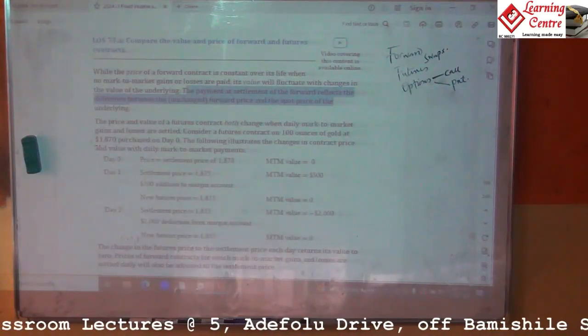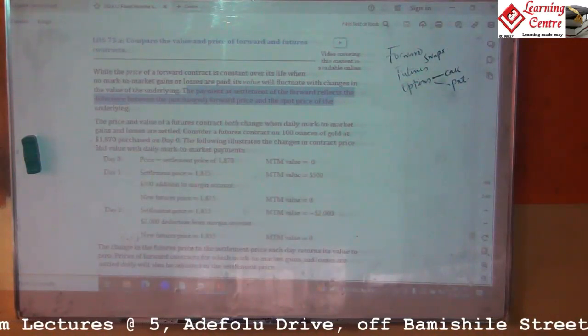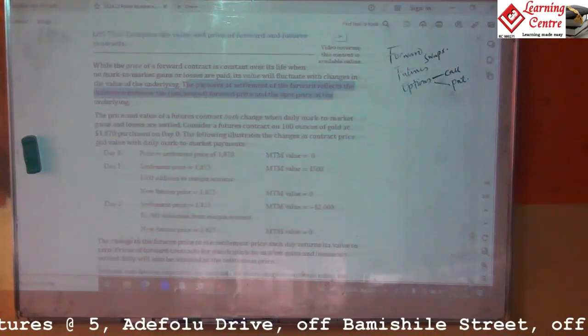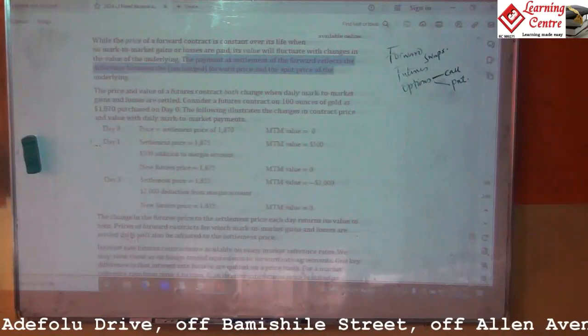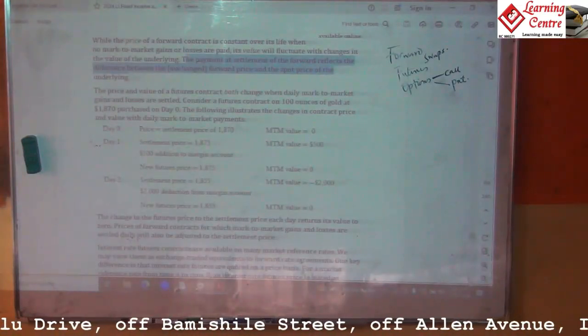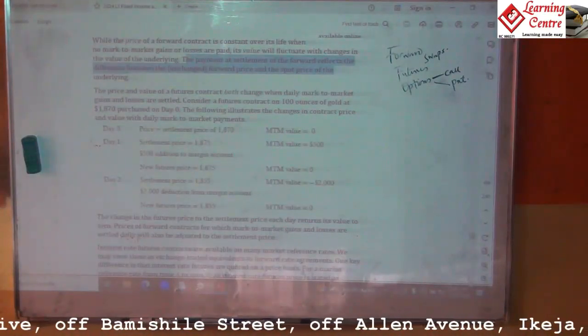For forward, the price remains contract controlled, but the value fluctuates, basically. Okay? Any questions for me? Is it clear?